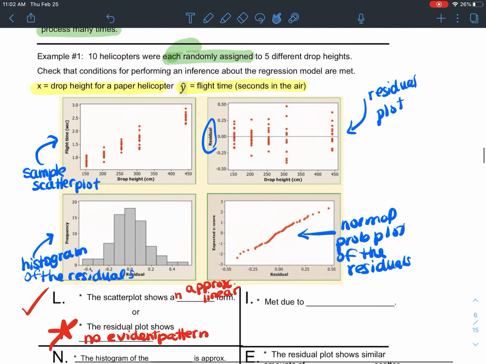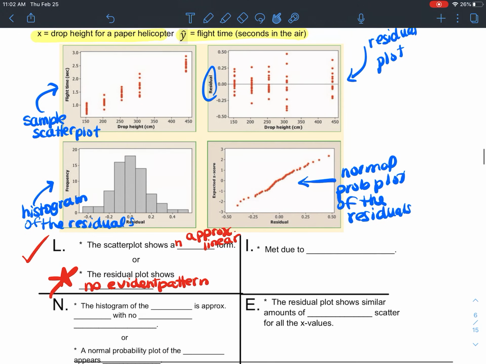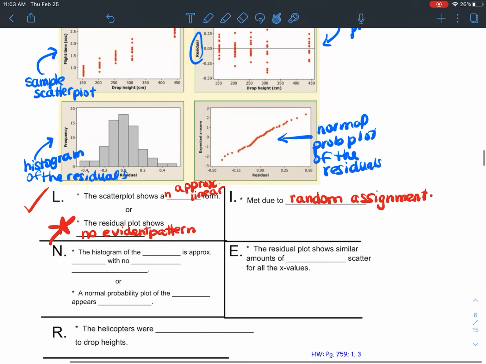Keep in mind this was an experiment. Remember they said they were randomly assigning 10 helicopters each to these 5 drop heights. So I really don't have to address this. I'm just going to say that this condition is met because of random assignment. This was an experiment, so we don't really have to do the 10% condition.